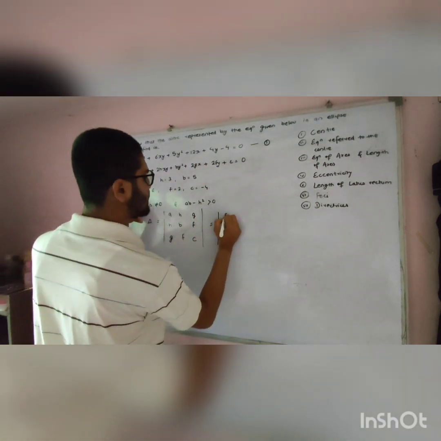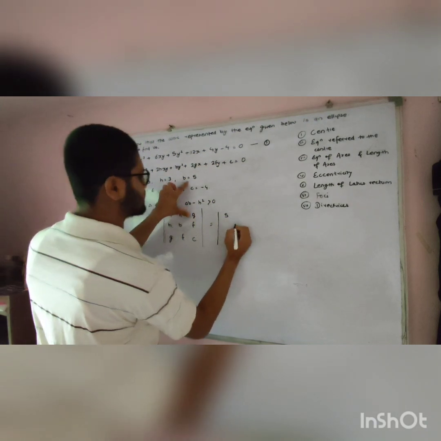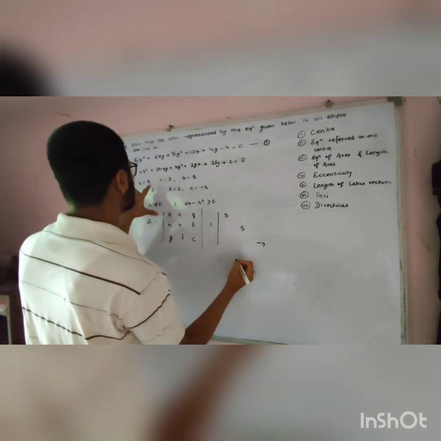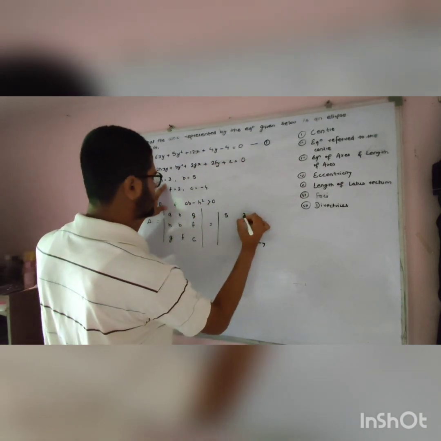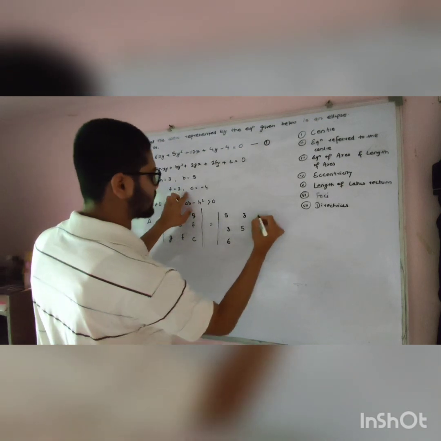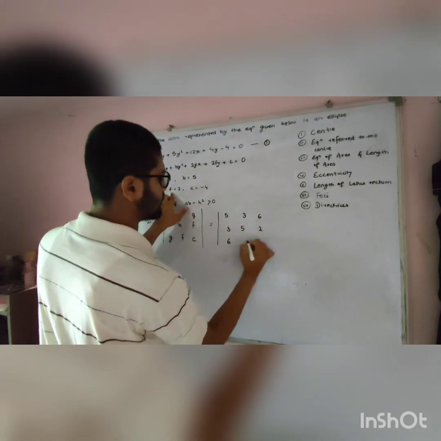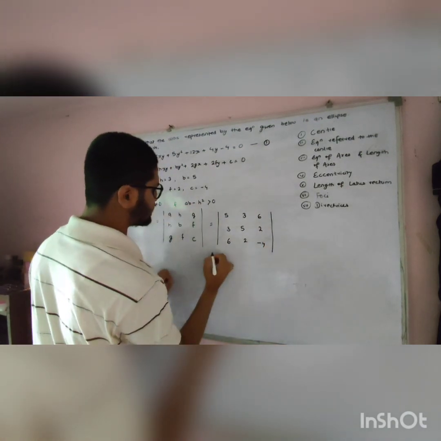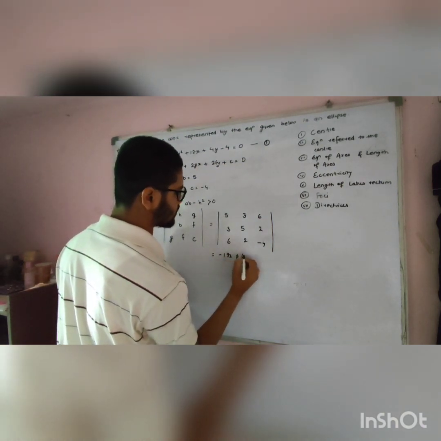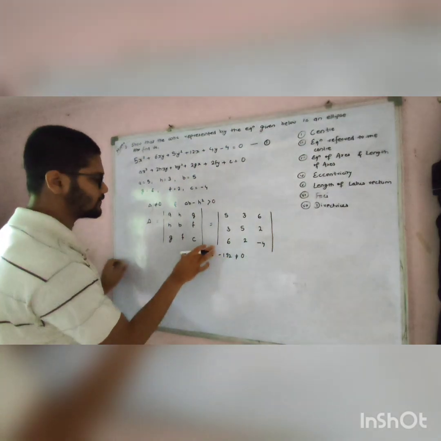Let's see, I'll write 5, then -4, then we have 3, here also 3, then 6, and again 6, we have 2 and 2. If we find the determinant, then it will be equal to -192, which is not equal to 0. So the first condition is fulfilled.